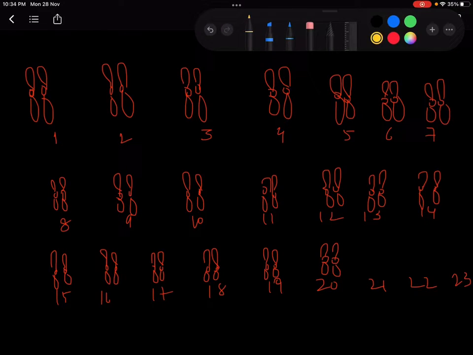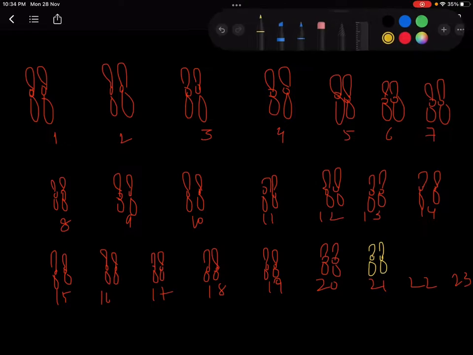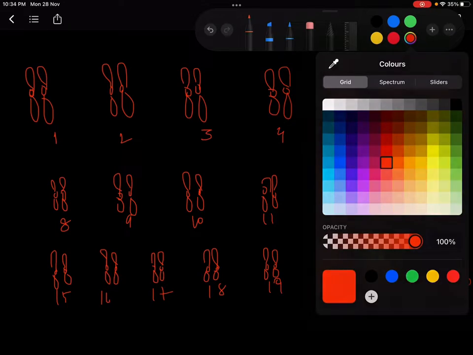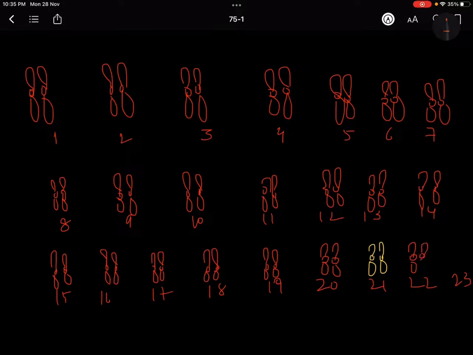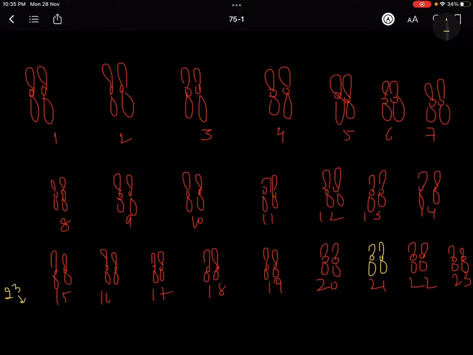Now let me change the color and make it like this. As I told you, in a normal pair, what should have happened? It should have been, okay, let me draw the others also. Now let's just imagine this is a patient of Down syndrome. Now basically, in a normal karyotype what should there have been? There should have been 23 pairs, so basically 46 chromosomes. But in a case of Down syndrome, there will be an extra chromosome in chromosome number 21.